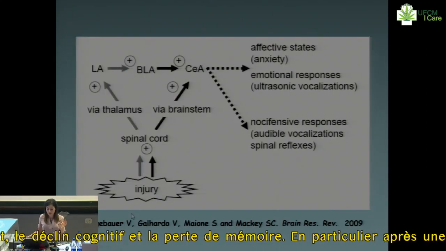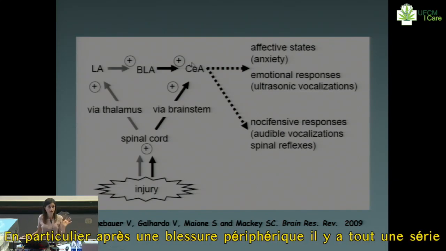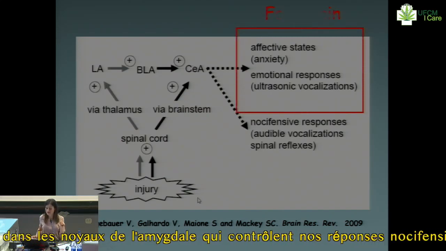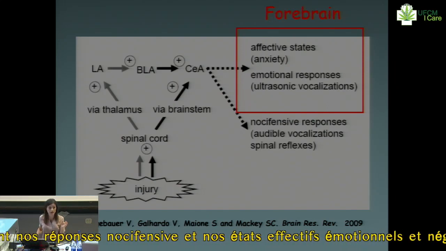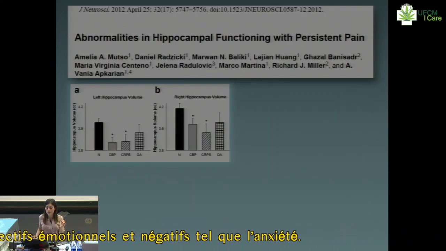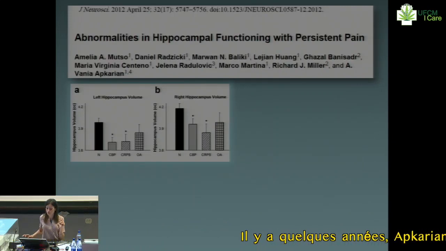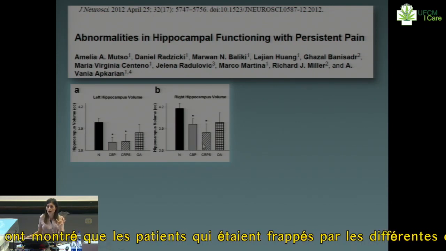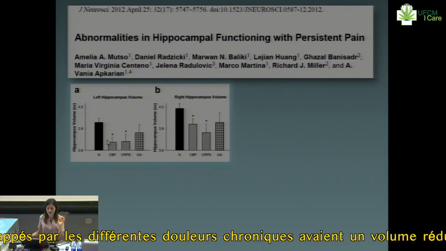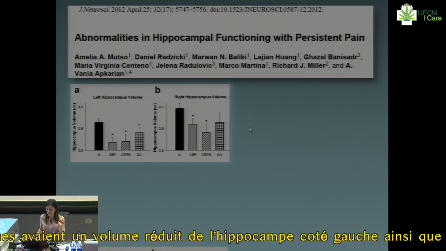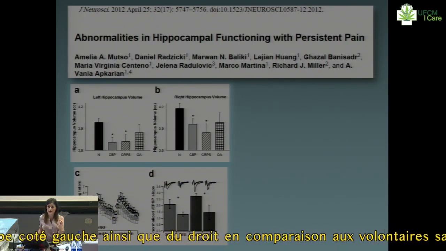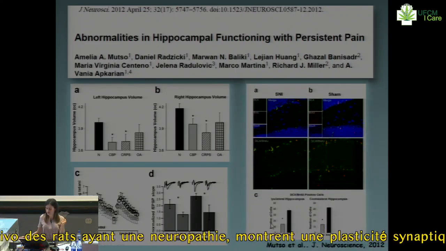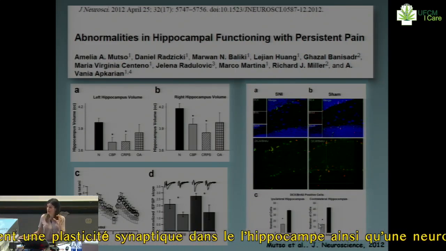In particular, after a peripheral injury, a series of rearrangements happen in the different nuclei of the amygdala that control nocifensive responses and emotional and negative affective states like anxiety. Moreover, a few years ago, Apkarian and colleagues demonstrated that patients affected by different types of chronic pain showed a reduced hippocampus volume, both left and right, as compared to healthy volunteers. Moreover, in vivo studies show that neuropathic rats also have an altered synaptic plasticity in the CA3 of the hippocampus, together with reduced neurogenesis in the dentate gyrus of the hippocampus.